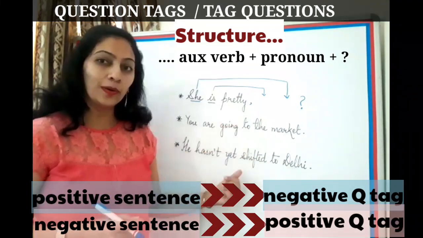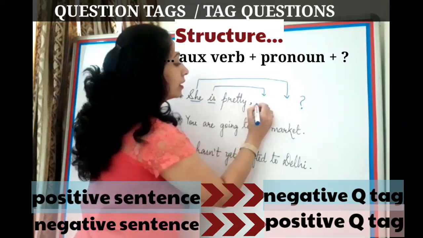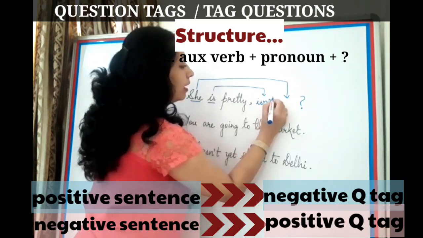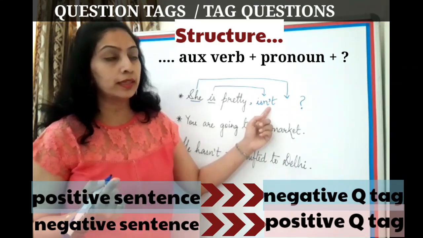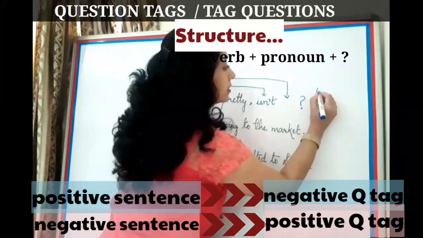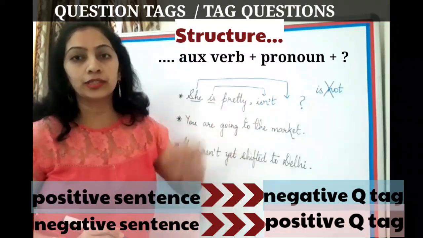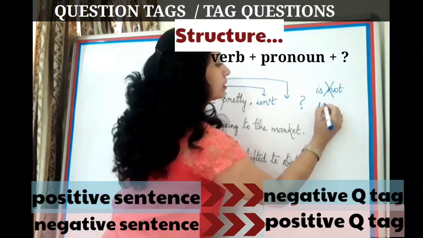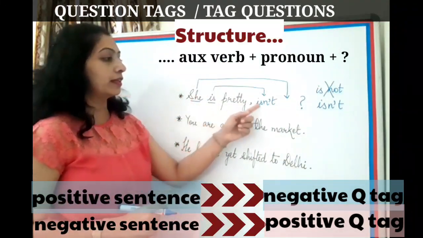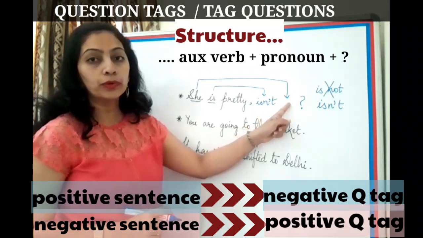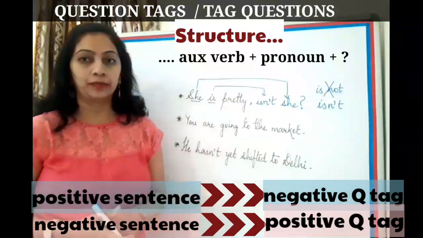Let's see how to do it, all these one by one. She is pretty means is will become isn't. I'll use the contracted form always in a question tag. Contracted form in the sense I will not use is not. I will never use is not in a question tag. Instead, I will use isn't. So let's change this. She is pretty, isn't? And then I have to put a pronoun that will match with this. So it will become isn't she.